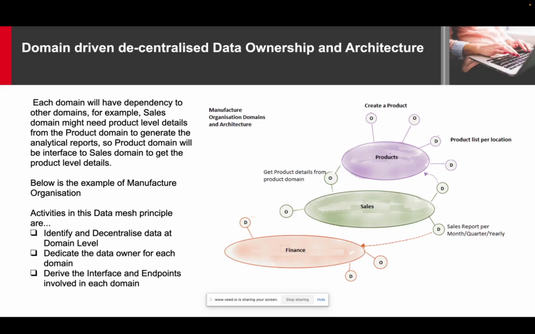You might be having 50 or 100 interface endpoints. You have to draw a diagram like this one, which will give a clear idea saying that these are the income and outcome of my particular domain, which will be helpful for the next principle that we'll be seeing in the next session, which is called data as a product.